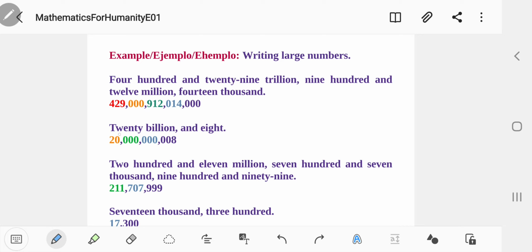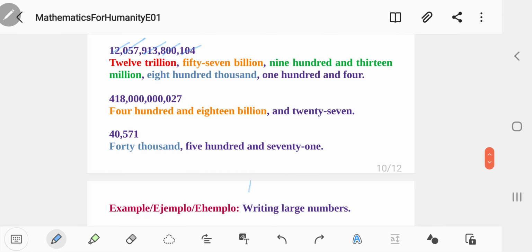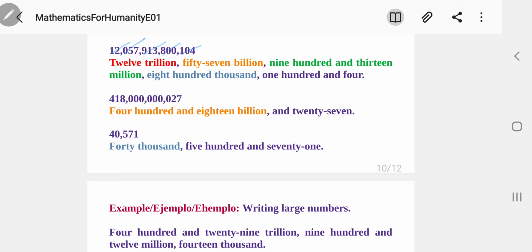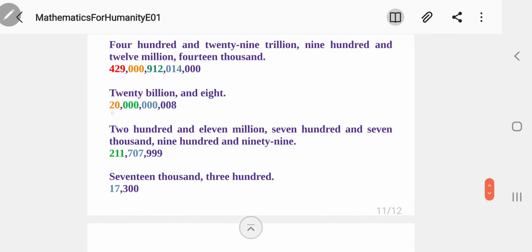The next one, 20 billion and 8. You have 20 in the billions place. The millions place is not mentioned, so it's automatically 0. And the thousands place is also not mentioned. That's automatically 0 as well. And then you have 8. So to write that, you write 20 and 8. 20 billion and 8.